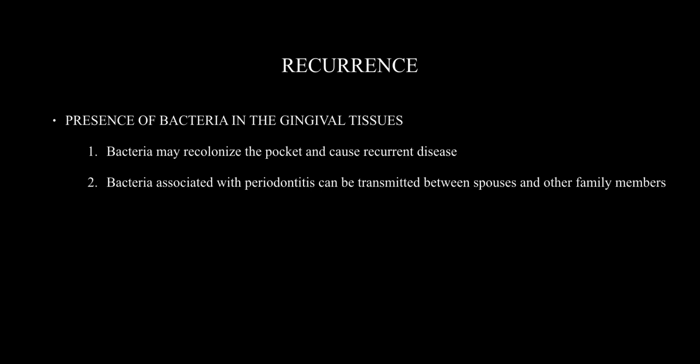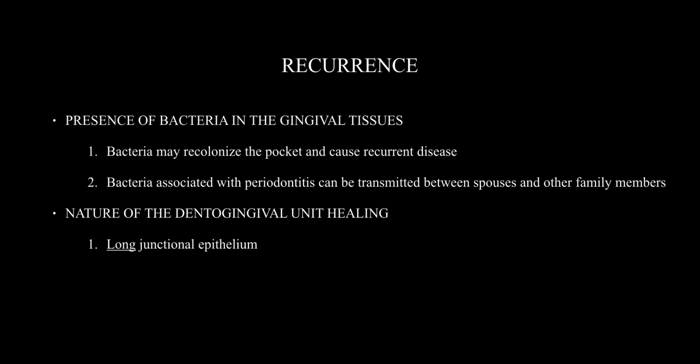Bacteria associated with periodontitis can be transmitted between spouses and other family members. The dentogingival unit healing, as we know, like after scaling and non-surgical periodontal therapy, usually the healing is going to be through a long junctional epithelium. The problem with the long junctional epithelium is that it's weaker and inflammation may rapidly spread and separate through this long junctional epithelium.